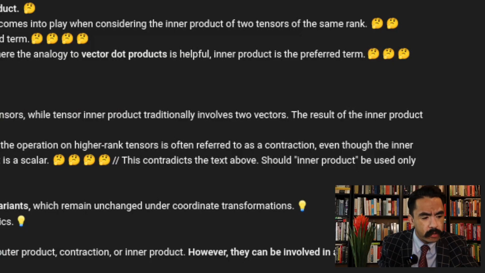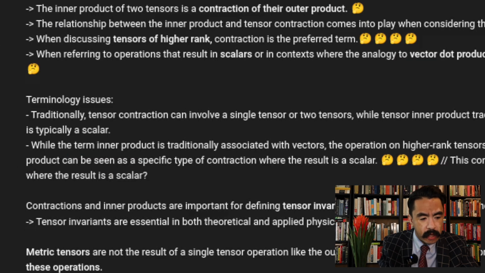But there was a question in one of Vanderhagen the Stampede's comments that I want to get to. It starts off, "Could you help me with these concepts?" It seemed a little bit like a test, because this person already clearly knows what they're talking about. But the question I really felt like addressing is, it goes on and says, should inner product be used only where the result is a scalar?